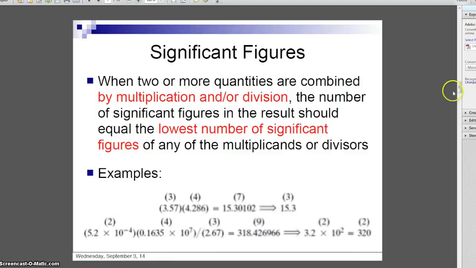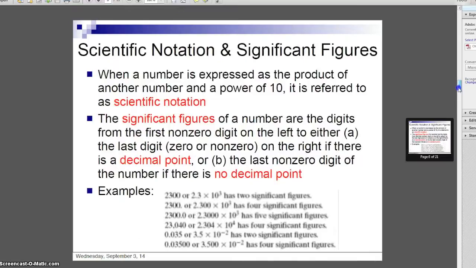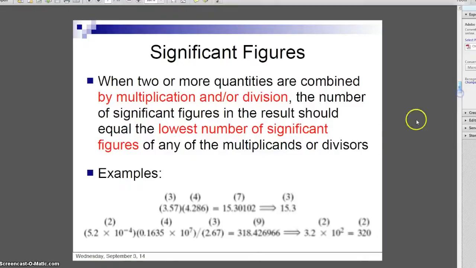Alright, I'm just checking what's scientific notation. Yep, so we're discussing scientific notation. That's what I forgot there. I'm old.